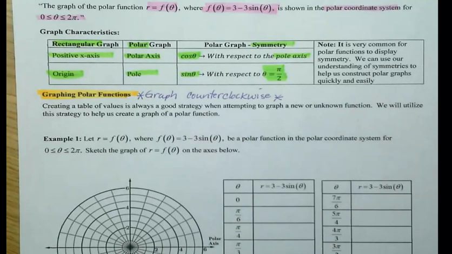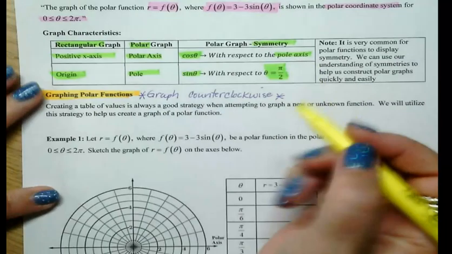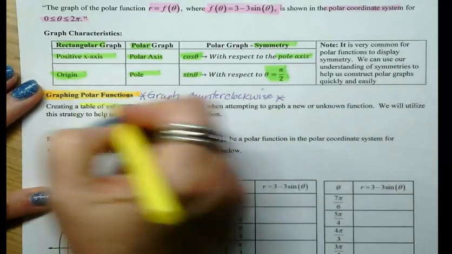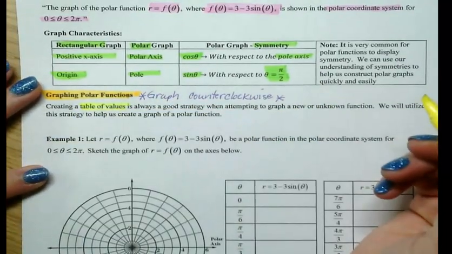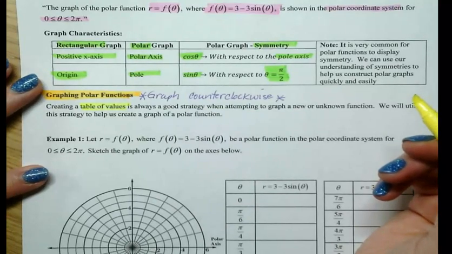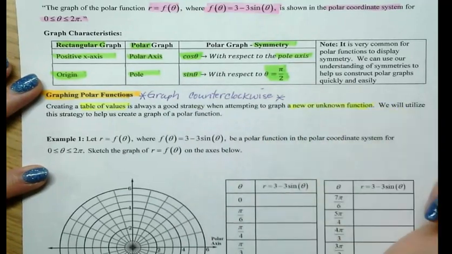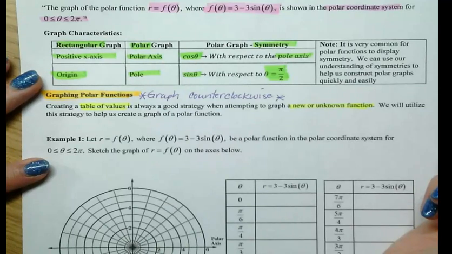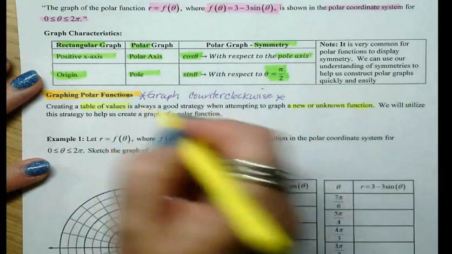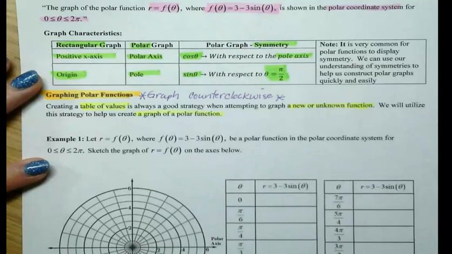It's always a good idea to create a table of values when you're trying to graph. You need points to plot, and it's a good strategy, especially when you're attempting to graph things that are new or unknown to you. We haven't graphed polar functions before, so this is a good example of that. We're going to utilize this strategy among a few other things to help graph a polar function.